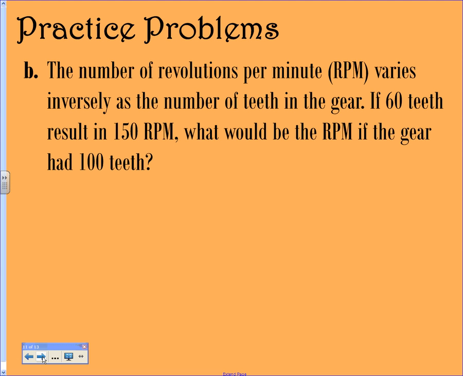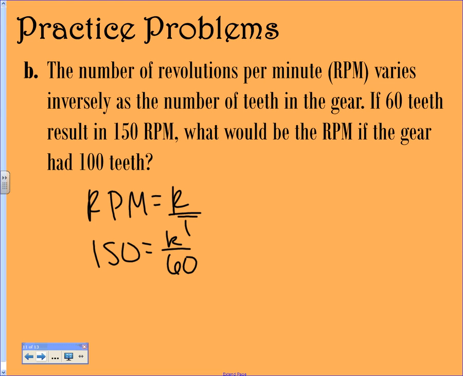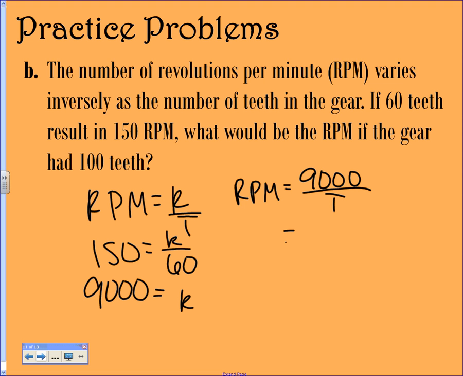Alright, can I go over this one just in case you don't know how to do it? Yes, it is 90. So RPM equals K divided by T because it's inversely. So 150 equals K over 60. So your K is 9,000. And then RPM equals 9,000 over T. So our teeth are 100. So our RPM would be 90.